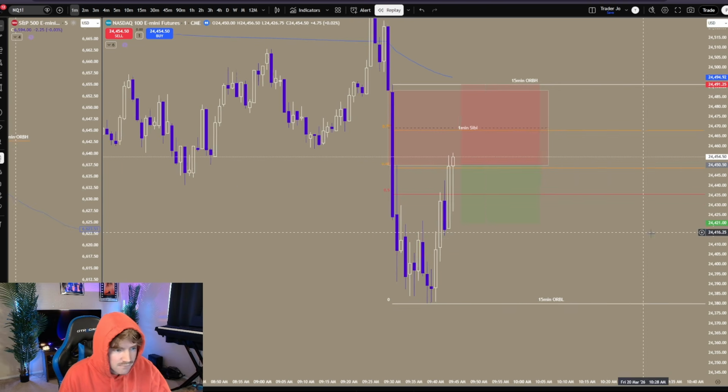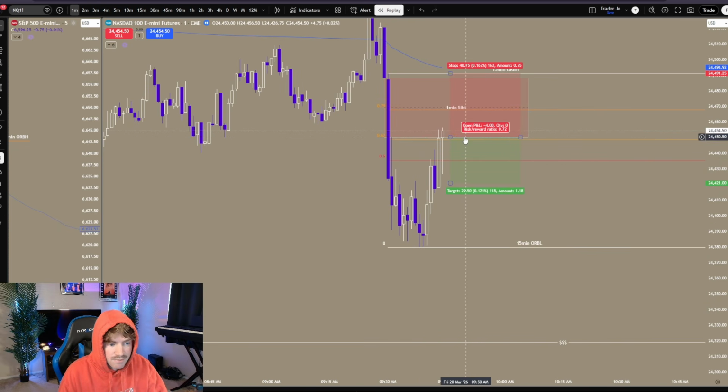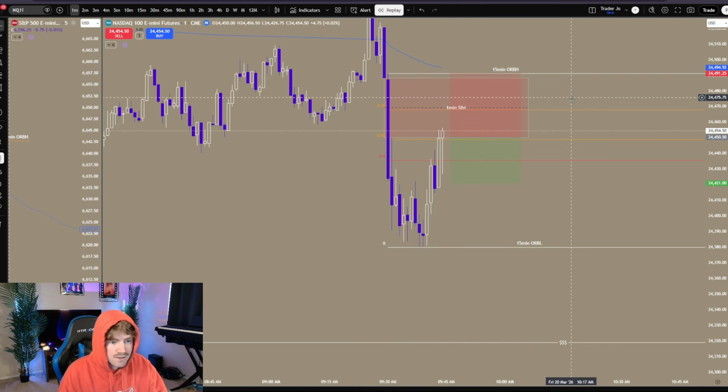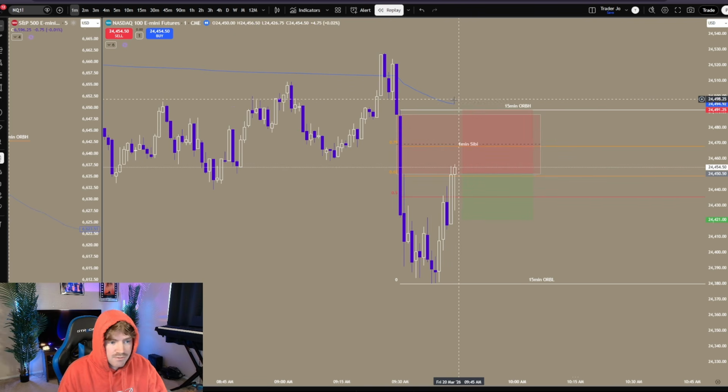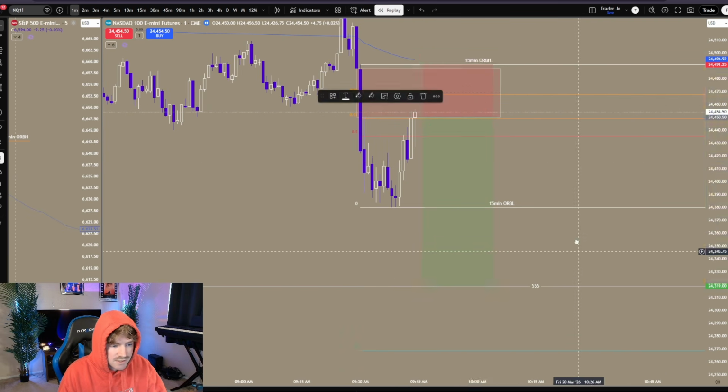So right here, this would be the first entry you could take, where you literally just wait for price. You could set a limit order up here, or you could wait for a reaction, and then you wait for price to tap into here. You keep your stop above the ORB high or at the ORB high, and now you're literally just holding your trade until we come down and take out our sell side levels.